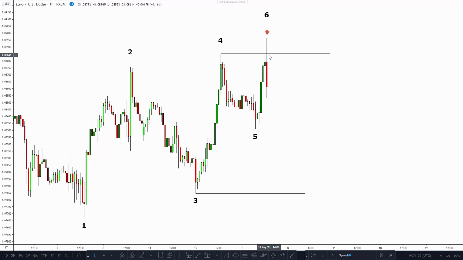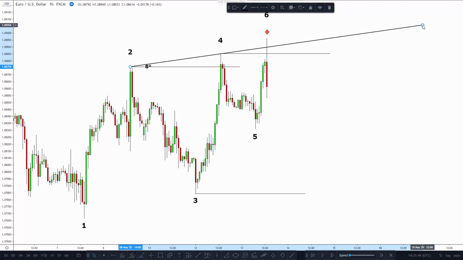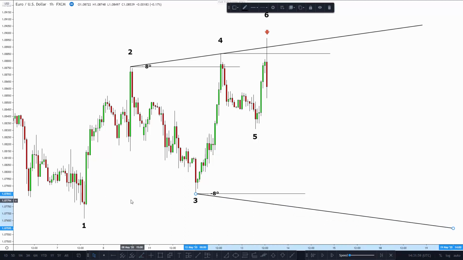Another interesting detail here, now in the drawing domain, is that if we connect high number 2 and high number 4, we'll notice that it forms a 5-degree angle in relation to the x-axis of the chart. This might be useful in a technique called mirror lines, where we project the same angle with a negative sign in a low in order to predict an expanding pivot formation, which happens frequently in cases of market manipulation.